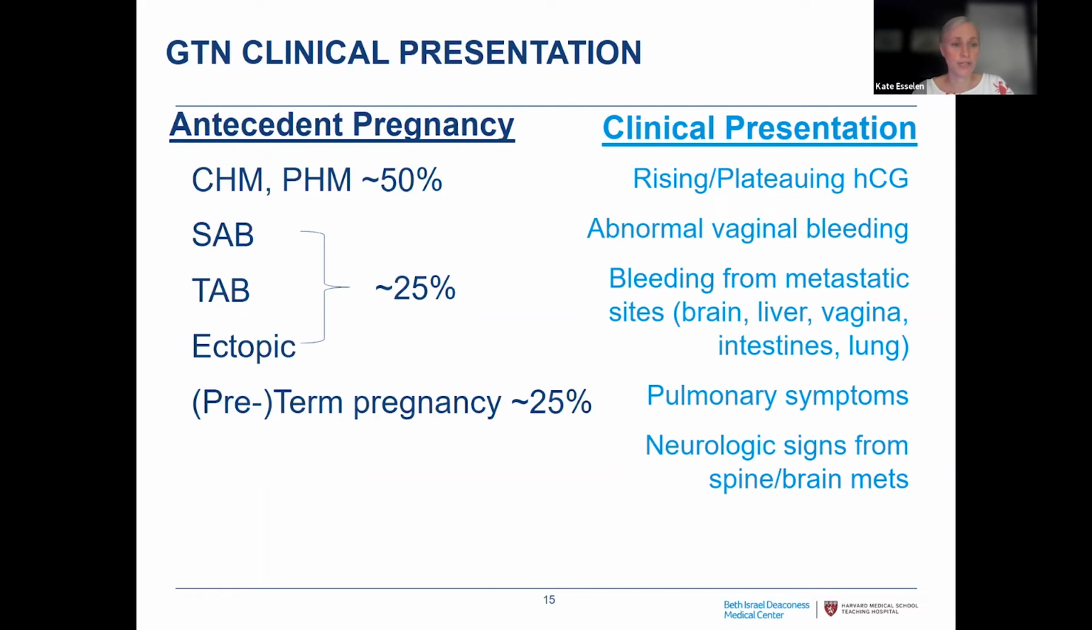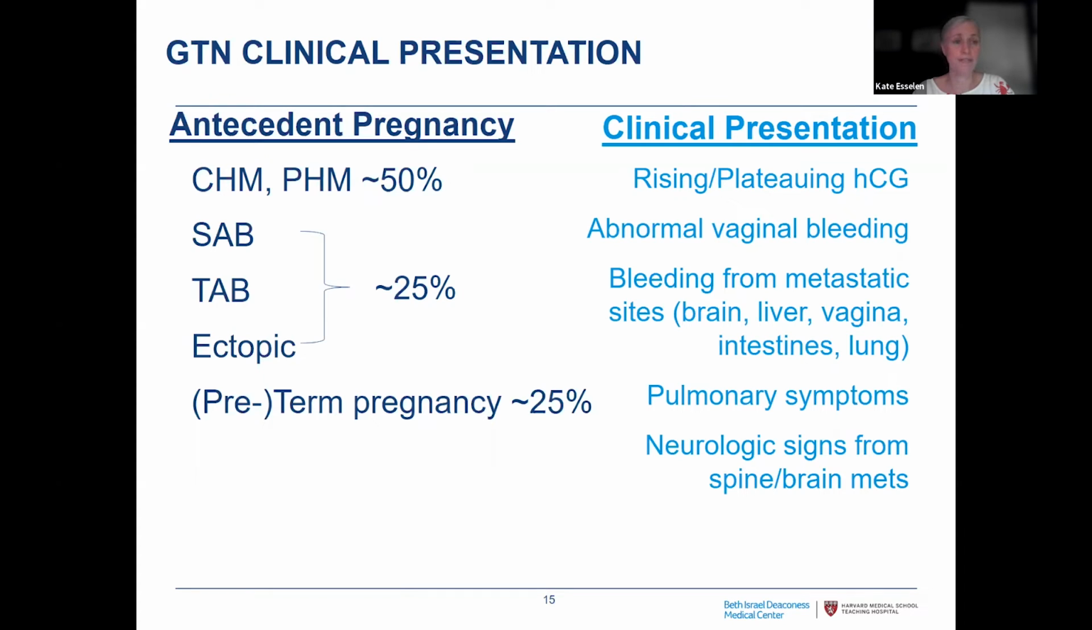And so certainly for molar pregnancies, the most common way we diagnose it is with a rising or plateauing HCG, and we'll talk about the details of how we make the diagnosis. But for these other presentations, it's more often found with symptoms, most commonly abnormal vaginal bleeding.